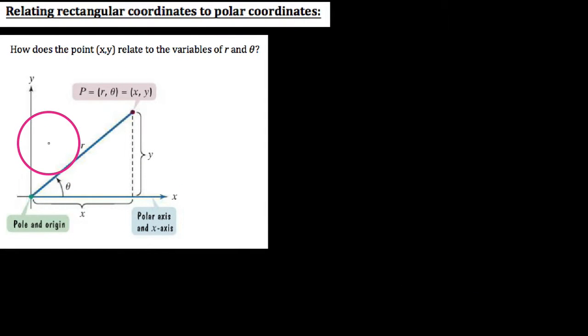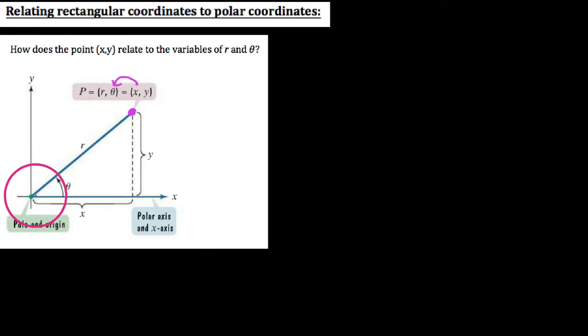Okay, YouTube, in this video we're going to explore how rectangular coordinate pairs are related to polar coordinate pairs. That is to say, if we have some point, say (x, y), in the xy coordinate plane, could we relate the values of x and y here to the values of r and theta that tell us the same location but in a different fashion?